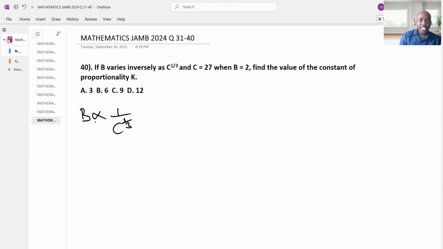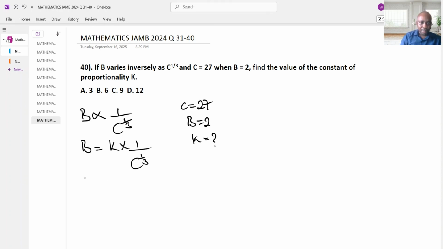Now, if you want to change this symbol to equals, we are going to introduce the constant, which is K. Now write it like this: K multiplied by 1 over C raised to 1 over 3, which is the same thing as K over C raised to 1 over 3. The question said that C is 27, B is 2, and K is what we are trying to look for.